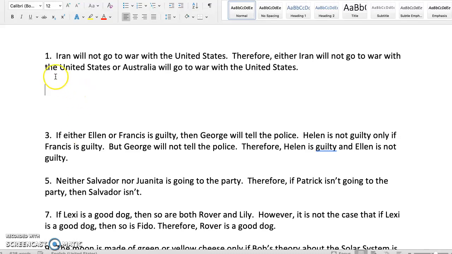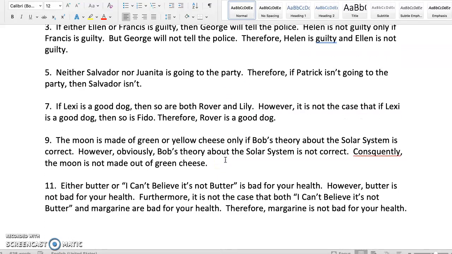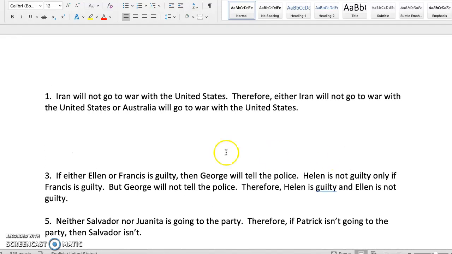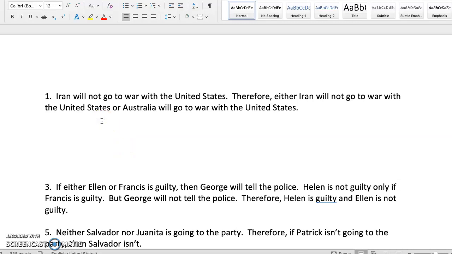Okay, so number one, first sentence, Iran will not go to the war with the United States. Second sentence, therefore, either Iran will not go to the war with the U.S. or Australia will go. So therefore is generally a conclusion indicator. Most of these, I think all of them are straightforwardly in order. In other words, the conclusion, I think, comes last in all of them. Again, remember, that's not always going to be the case in English sentences, but for this exercise, it pretty much is. So we'll just go from start to finish.